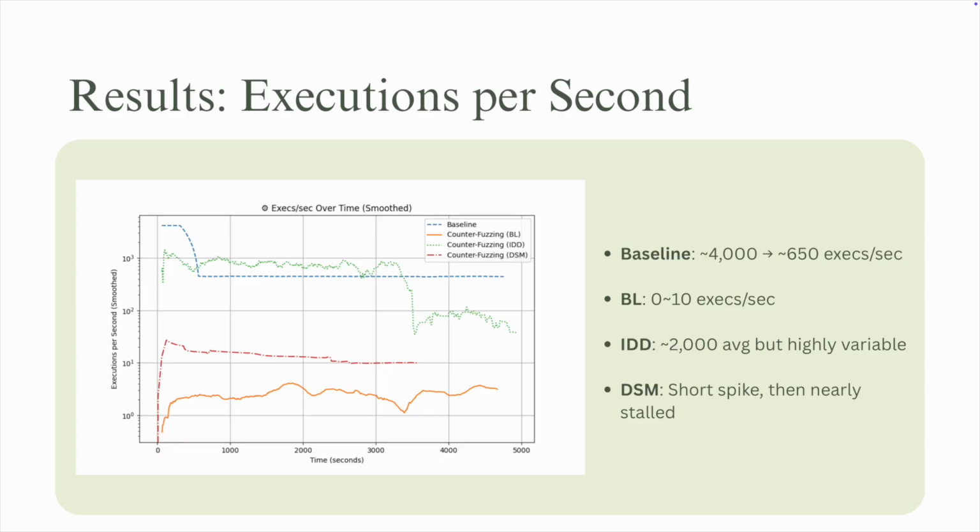DSM executes only a few inputs and then essentially stops. Execution speed is a critical indicator of how many different inputs the fuzzer can test. This result shows that while both IDD and BL slow things down, only DSM effectively brings the fuzzer to a halt.